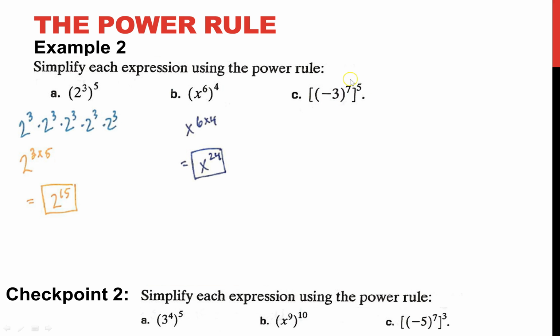And here, don't let the multiple grouping symbols throw you. It's still negative 3 raised to the 7th raised to the 5th. So that's negative 3 to the 7 times 5, which of course is negative 3 to the 35th. So go ahead and use example 2, A, B, and C to check out checkpoint 2, A, B, and C. Pause the video, work them out. I'll be here when you get back.